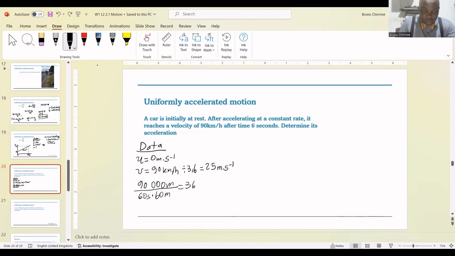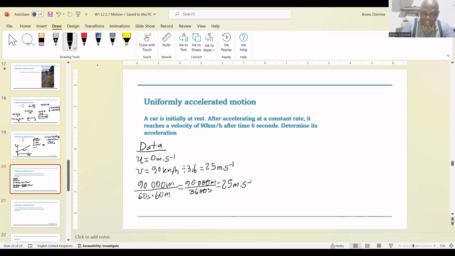So what you get there, you cancel the two zeros on both sides. You have 900 divided by 36, which will give you 25 meters per second. And there you have it, folks. The final velocity is 25 meters per second. What about the time? We are told that the time that elapses is 6 seconds. So elapsed time is 6 seconds.